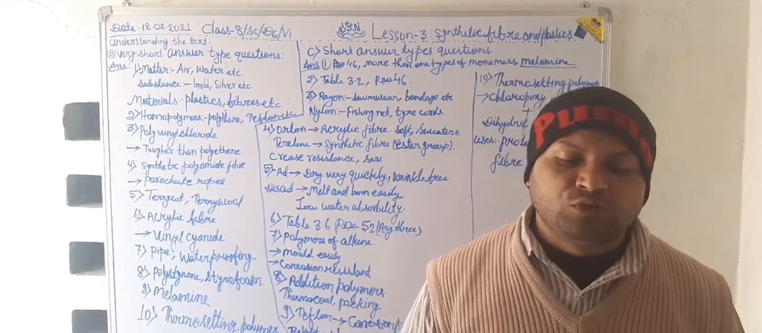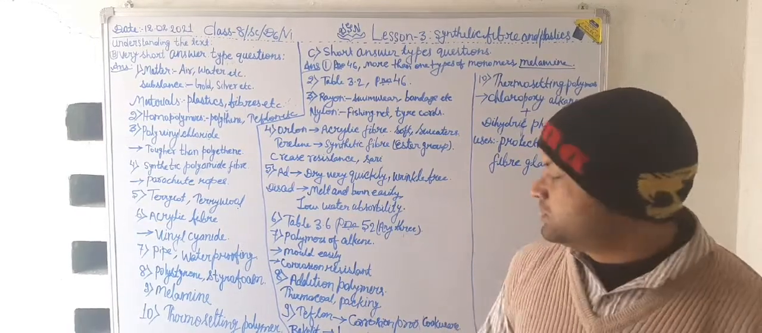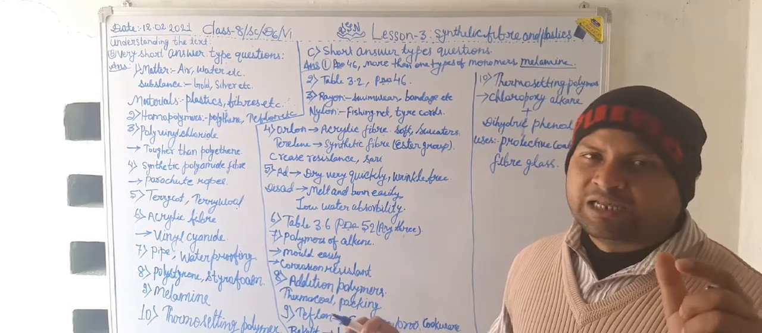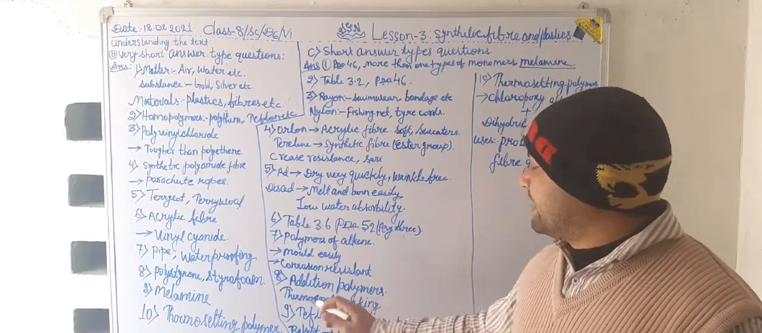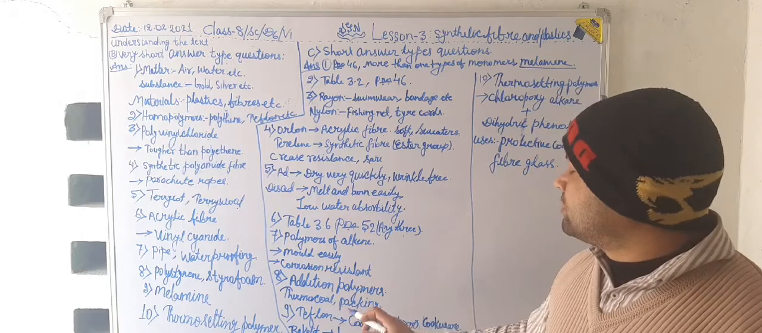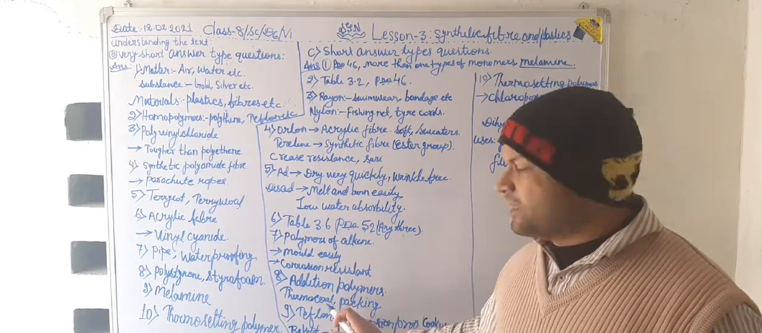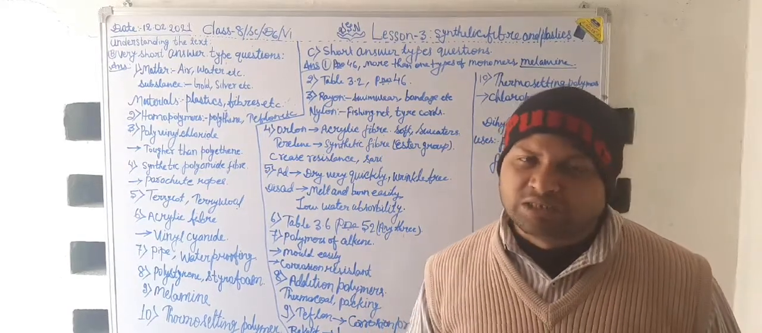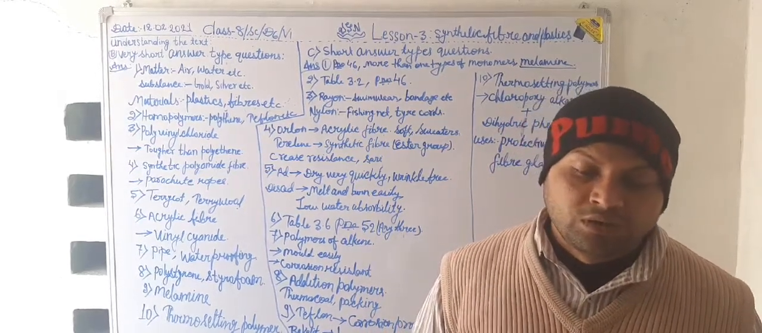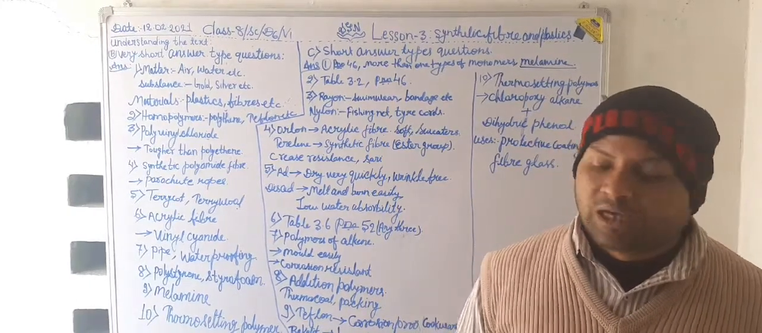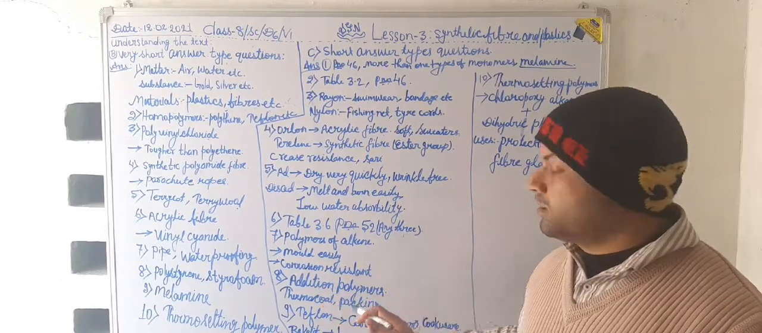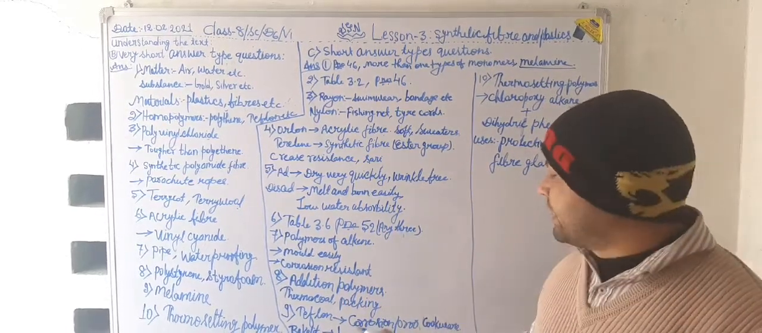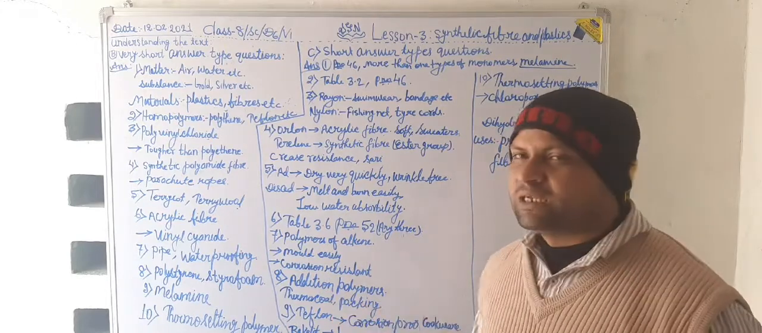What type of polymer is polystyrene? Give its two uses. Polystyrene is also an addition polymer, and it is used to make thermocol, and it is used as packing material. So these are the two uses of polystyrene, and it is an addition polymer.